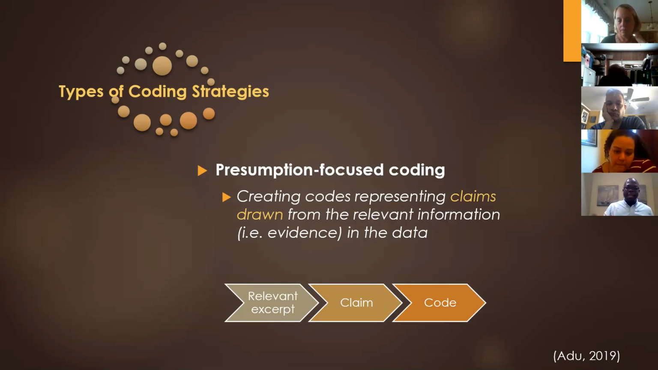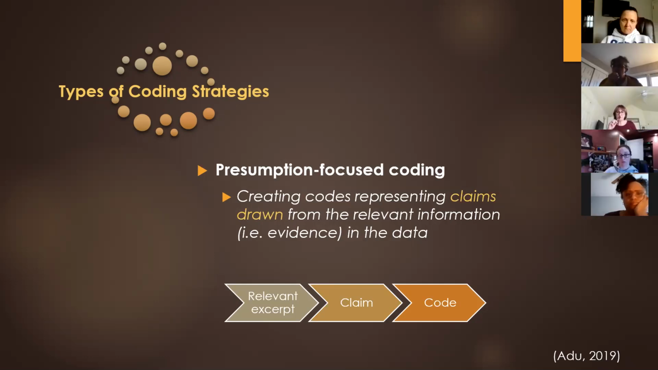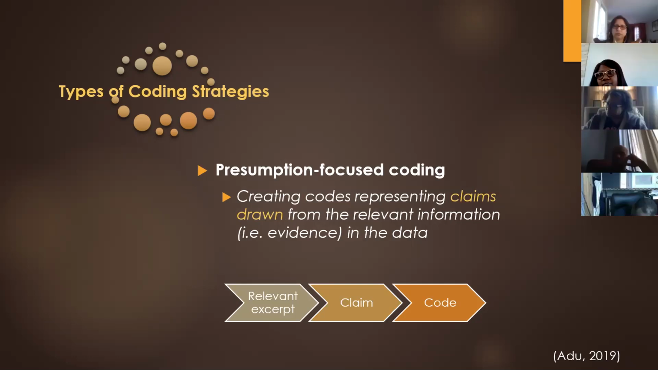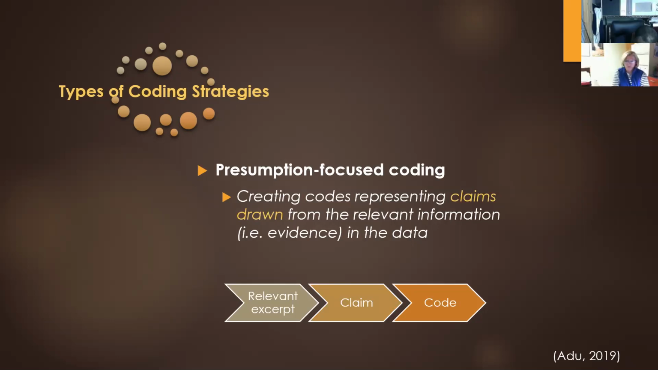The last one is presumption-focused coding. So with presumption, normally you use it when you want to develop a theory. So how do you do it? You identify significant information. So that significant information will be evidence, right? And based on evidence, you make your conclusions. So you make a claim based on that evidence, and that claim will be called a code. So at the end of the day, you have a couple of claims, and then you have evidence from the data to support those claims. So the claims will be called codes, right?